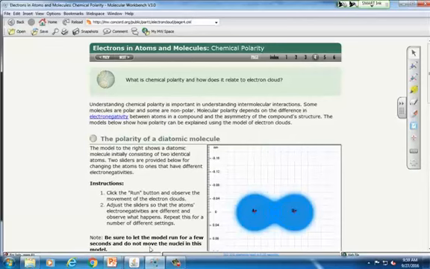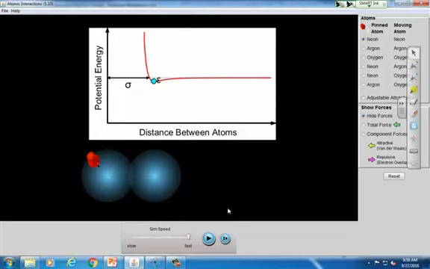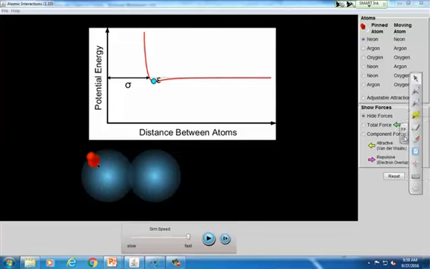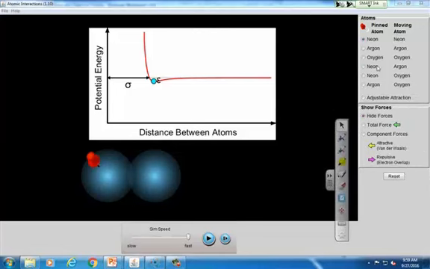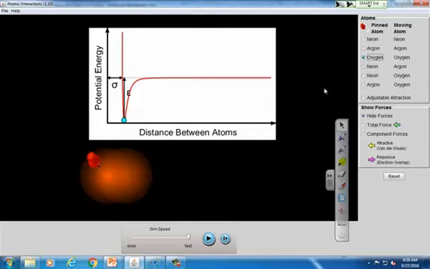So the rest we'll save for later in that simulation. So this simulation shows the energy difference. So for neon, there's not much energy difference because neon doesn't really form bonds very easily. So let's go to oxygen and oxygen. So what do we see here?